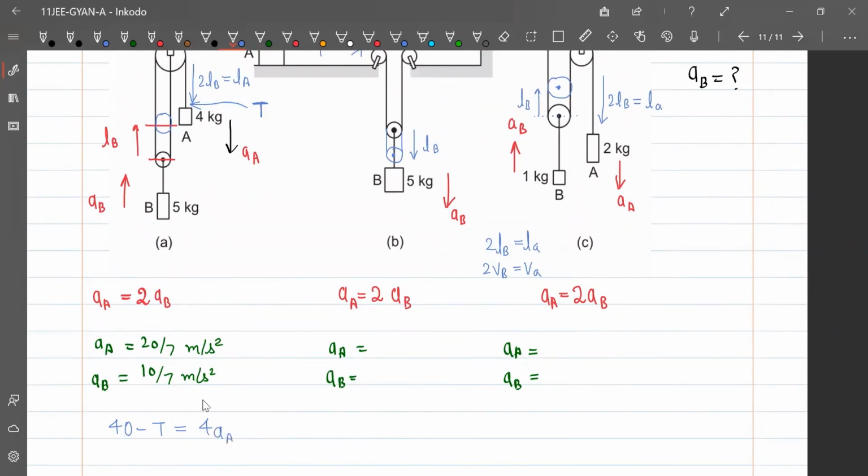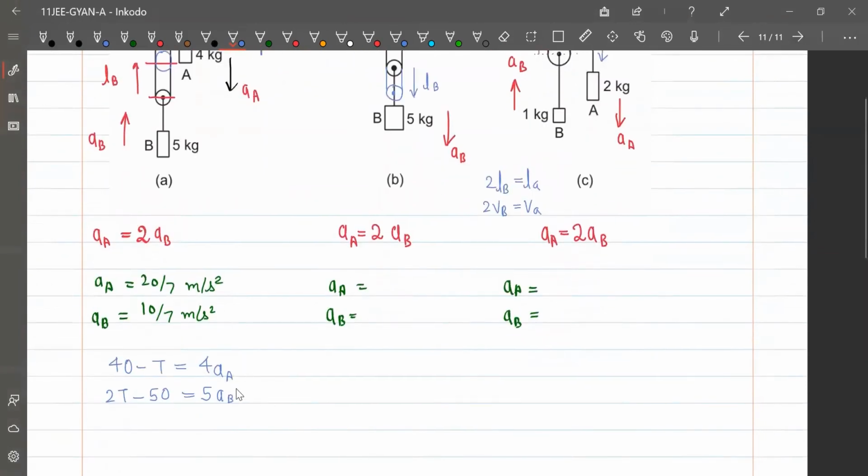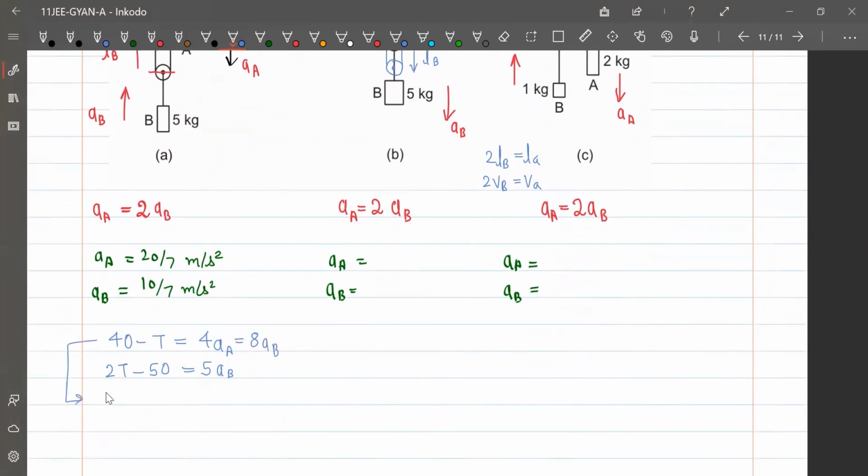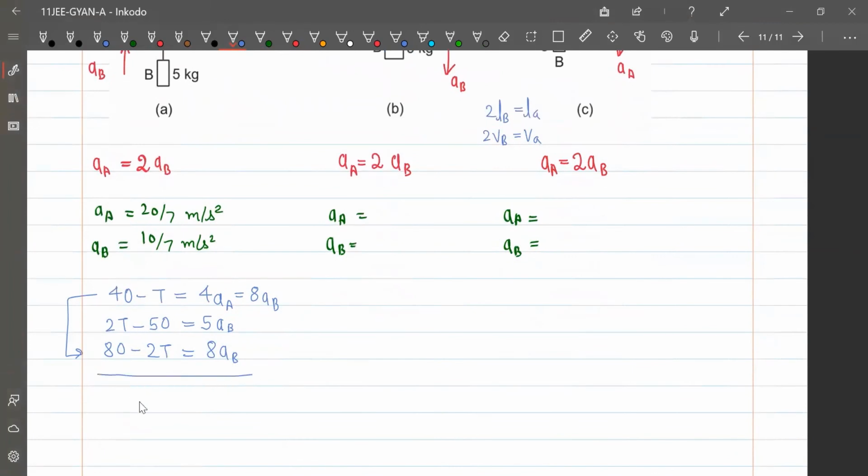उसके बाद सेकंड इक्वेशन क्या लिखा? सेकंड इक्वेशन लिखा है 2T minus 50 is equals to 5A2. 5A2, that is acceleration of B. फिर इसको 2 से मल्टीप्लाई करा. 8AB लिख सकते हैं इसको. हाँ. फिर इसको 2 से मल्टीप्लाई करेंगे तो 80 minus 2T equals to 8AB आ जाएगा. हाँ सर, ये आ गया था. ऐड कर देंगे तो क्या हो जाएगा? 30 equals to 14AB.